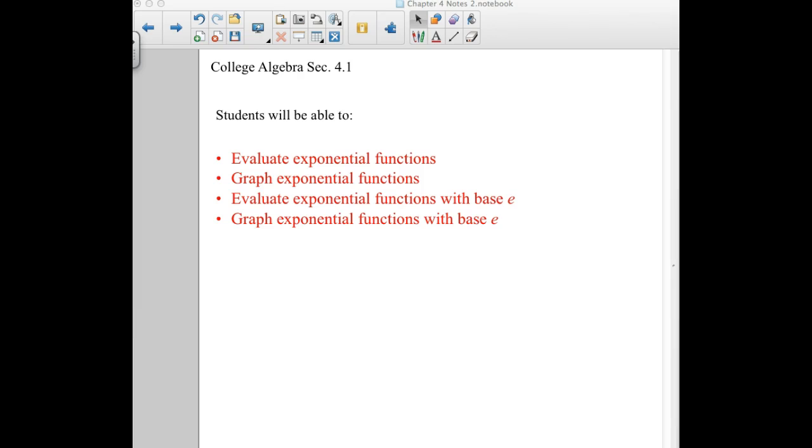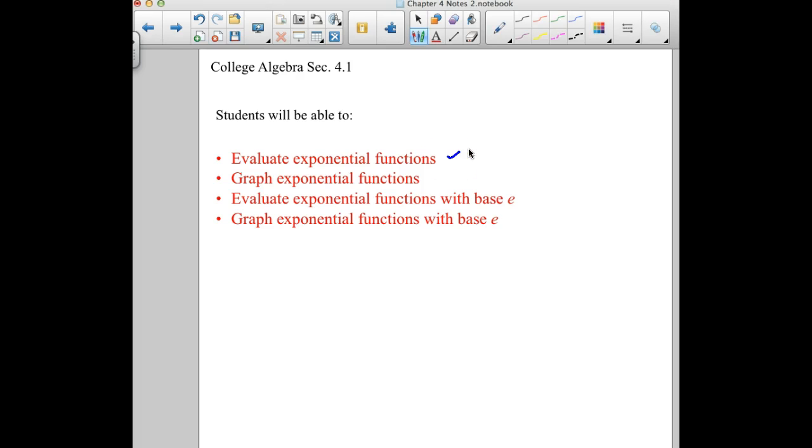Our learning objectives today: we want students to be able to evaluate exponential functions, both with bases of things like 2, 3, 4, and also with bases of e. And then we also want you to be able to graph those exponential functions, again with a regular base and with our base of e.